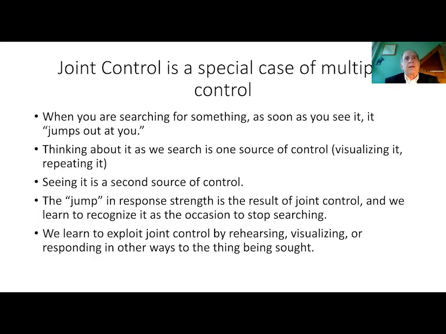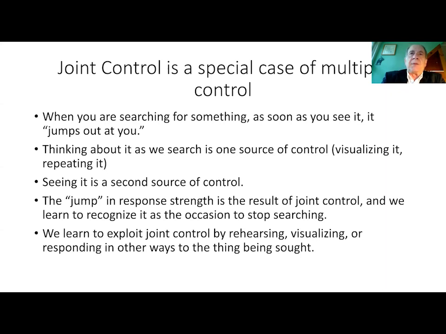Now, joint control is a concept you may be familiar with from coming to this conference. Joint control is a special case of multiple control. Joint control is the name we give to a phenomenon when a response is under the control of one variable, and a second independent variable comes online, so to speak, and joins with the first. The addition of a second source of control causes the probability of behavior to increase. So this is useful to us. We can use this strategically in phenomena where we invoke joint control.